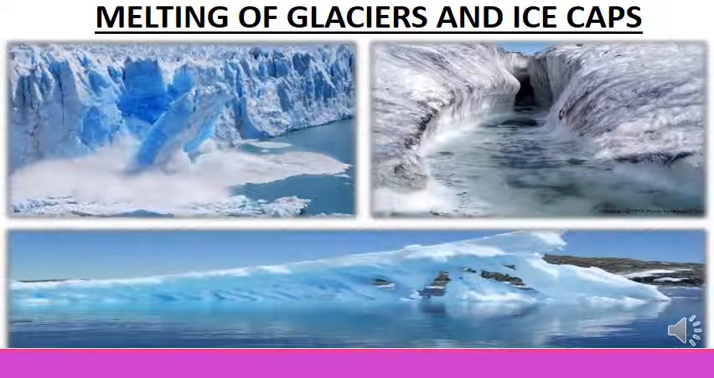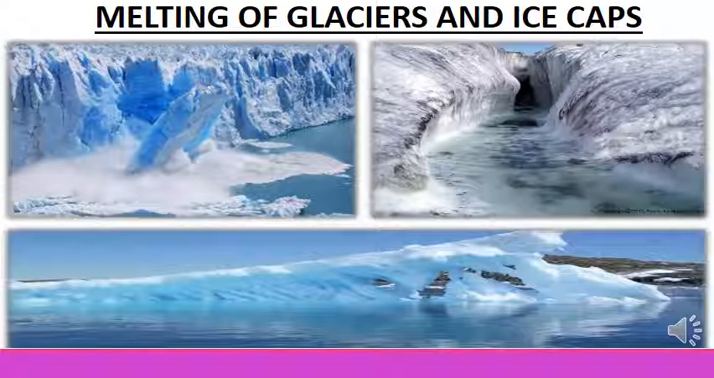Since the earth's temperature is increasing due to global warming, as a result the sea level is also increasing. There is melting of glaciers and the ice caps, and there are more floods in different parts of the world. Also, this global warming is causing heat waves at different times and in different parts of the world.